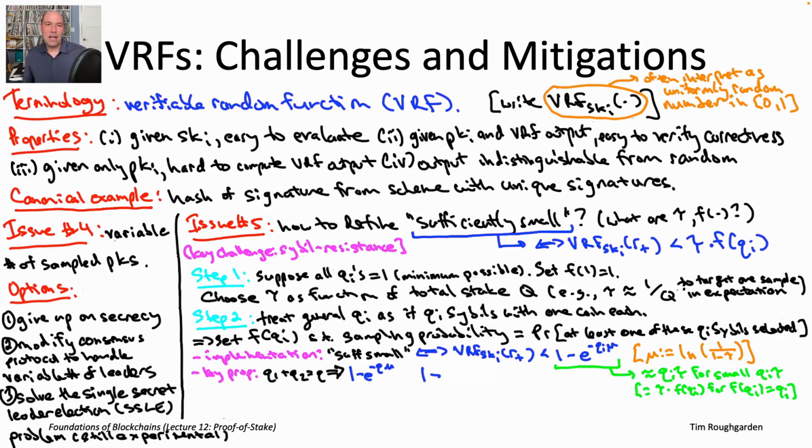That's just the right-hand side of the blue inequality. That's just going to be 1 minus e to the minus q1 times mu, or in our running example, 1 minus e to the minus 7 mu. So for the first Sybil, probability of sampling, 1 minus e to the minus q1 times mu. The complementary probability, the probability of not being sampled, is just 1 minus that, which is then just going to be e to the minus q1 times mu.